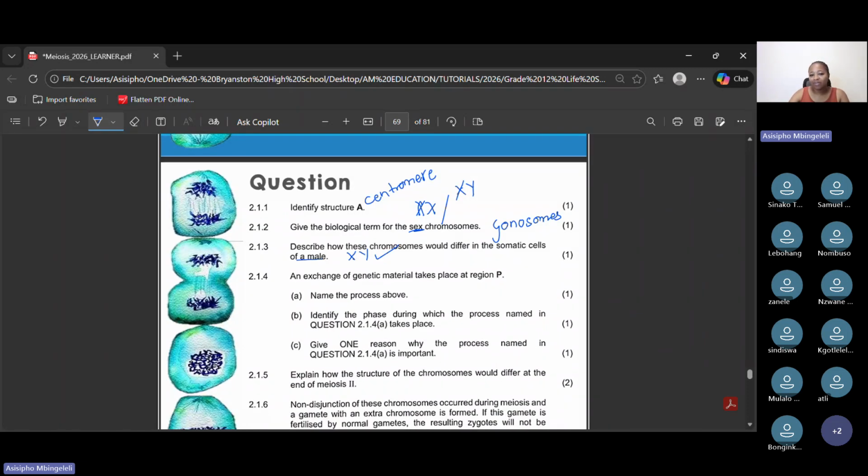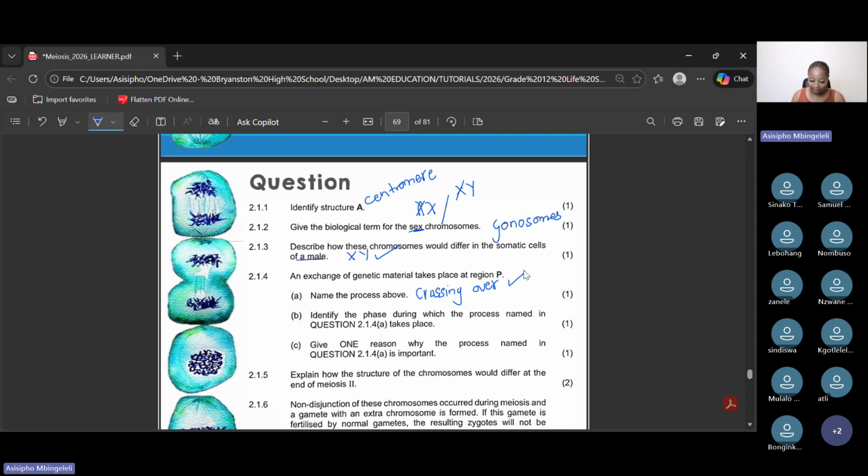Name the process above. I don't want the same people answering, guys. We are all in a lesson, please. So when I call out your name, please do answer. Yes, I'm listening. Crossing over. That is correct. Thank you. Crossing over. Please note, if you wrote cross over, no mark for it. It has to be the process, crossing over.